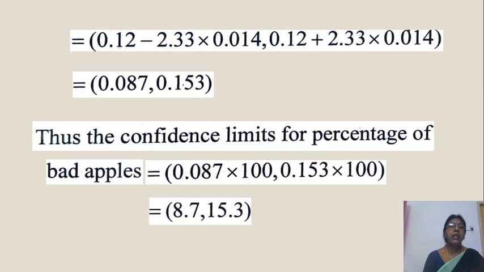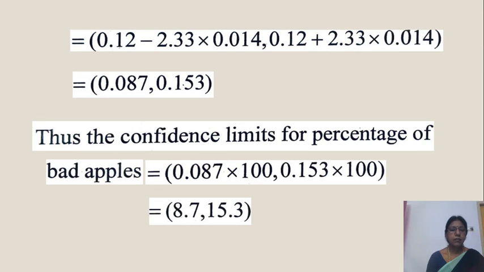So now we conclude that 8.7 is more than 8.5, so the bad apples are from 9 to 15 for 100 apples. In 100 apples we may get 9 to 15 apples that are bad in condition. Okay.